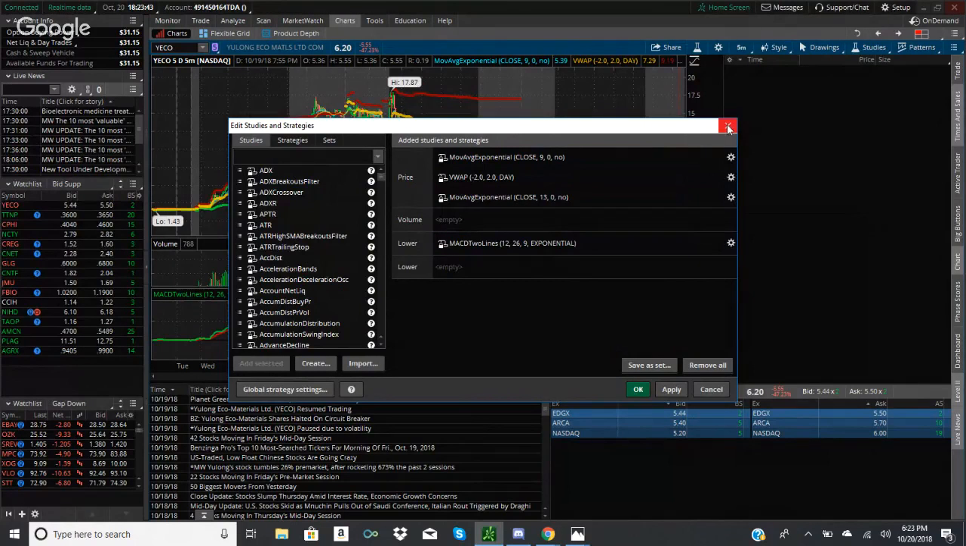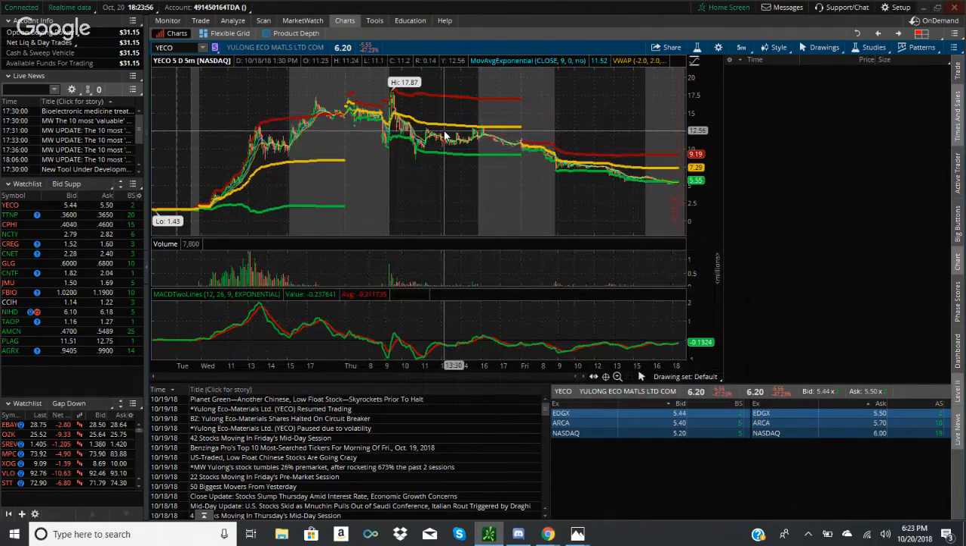But I've got my VWAP, I've got my EMAs. I like sticking with the 9 and the 13. I always say 8 and 13, but 9 and 13 moving averages, just for intraday, when I'm looking at the 1 minute, the 3 minute, or the 5 minute. And then VWAP, obviously.